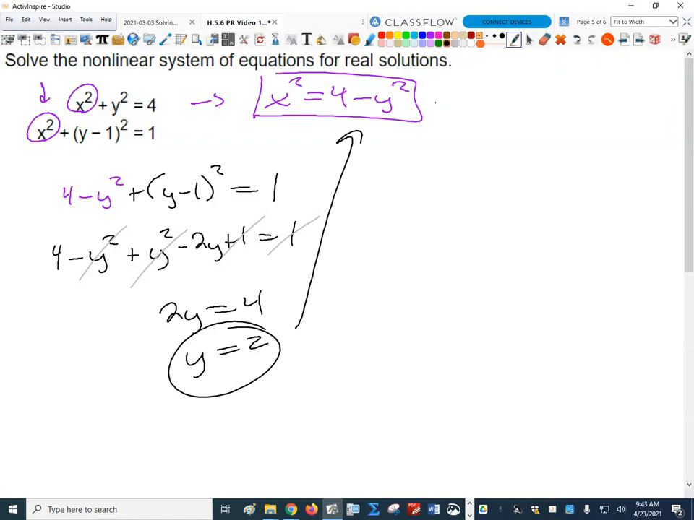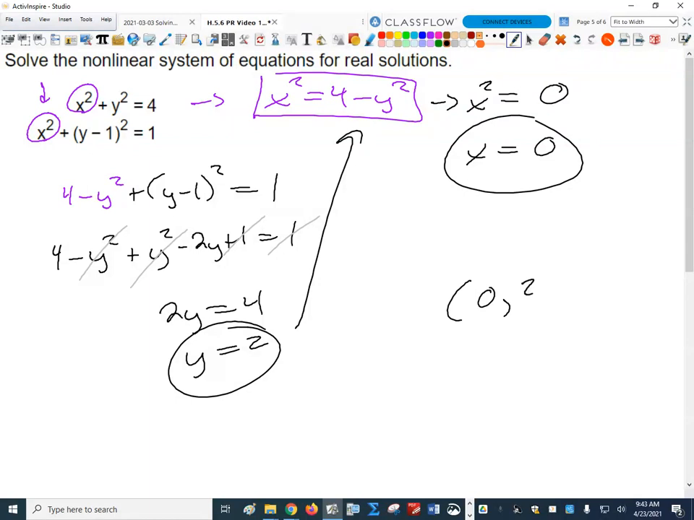Okay, so then that gives us x squared equals 4 minus 4, 0. So what's x? We just get 1 point this time. Our solution is just the ordered pair 0, 2. Okay? Good?